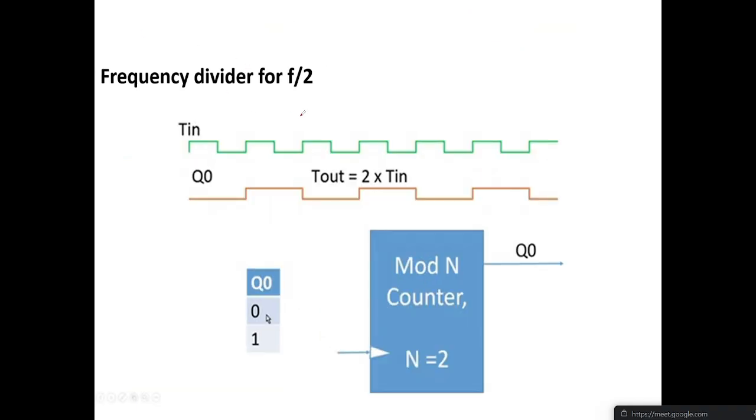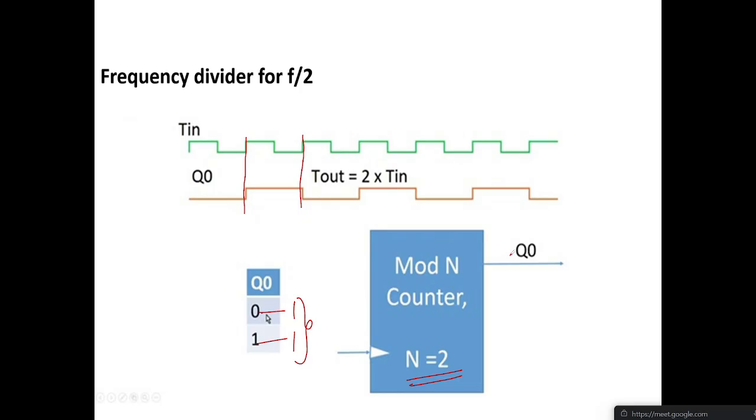This is frequency divided by 2. So which counter are you using? Mod 2 counter. Mod 2 counter means 0, it is off for 1 clock cycle and on for 1 clock cycle. So how much duty cycle are you getting? 50%. 50% means 1/2, yeah, 50%.